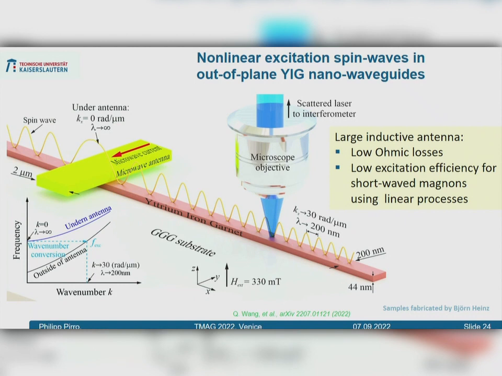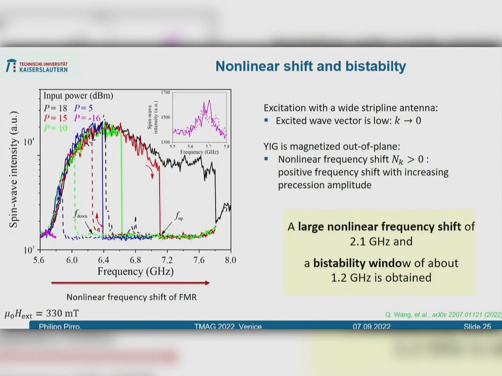But we have a low excitation efficiency for short waves using the linear process. And what we then could observe is principally in these systems, we have a giant nonlinear frequency shift of about 30% of the total frequency. And we have a large bistability window where we can create high magnon amplitudes or low magnon amplitudes simply depending on the history of the system. So you have hysteresis in magnon amplitudes.